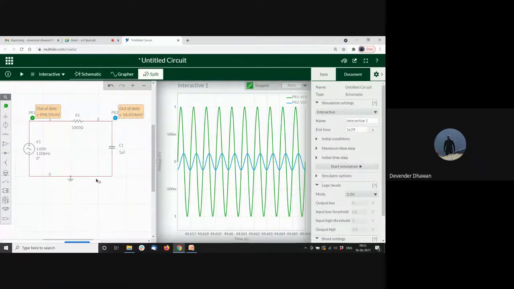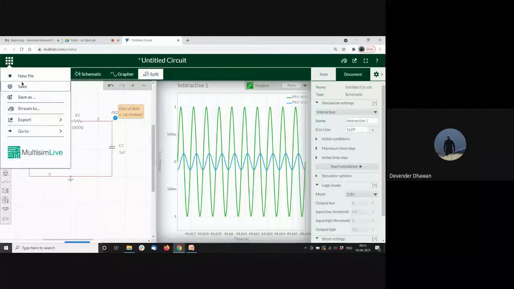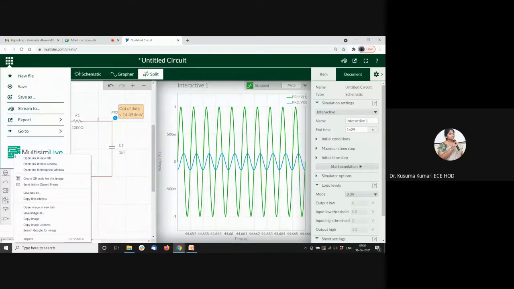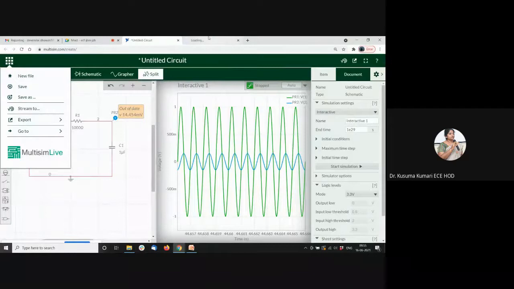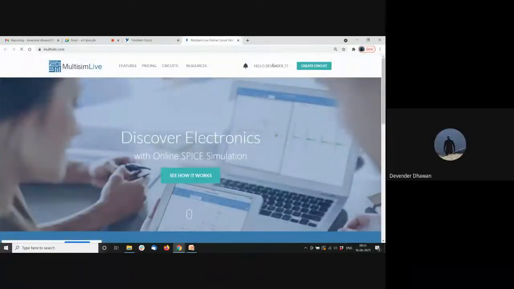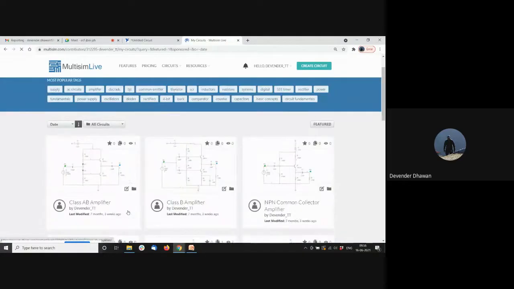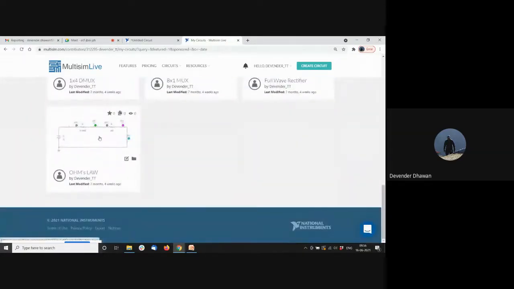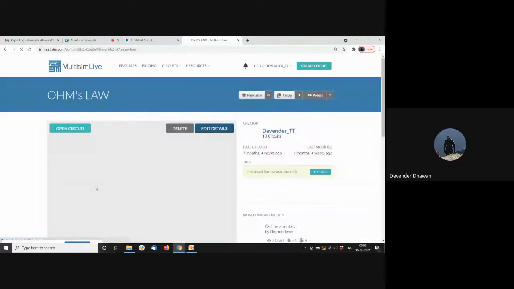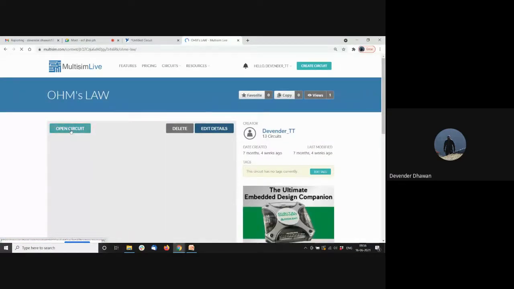It is possible to change the circuit now. It's not like once you have made it, it will remain like that. You can change it anytime. And if you want to see this, let me just show you. Let me open my profile. I already have some circuits in my profile, so I will open one of them. Let's say this Ohm's law, which I made roughly 7 months ago.